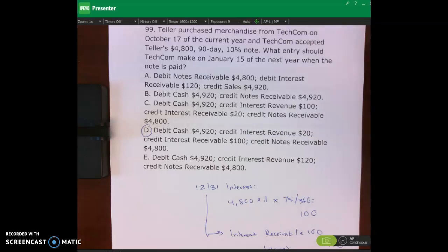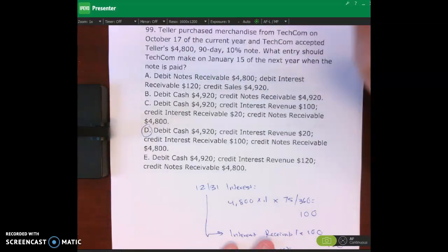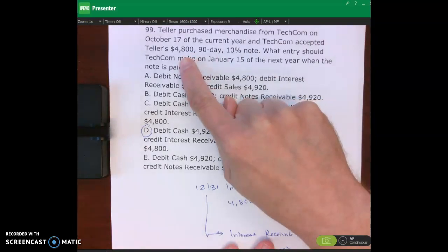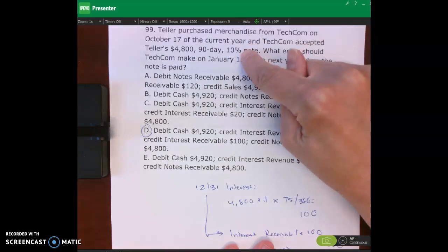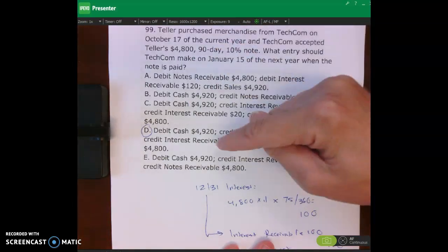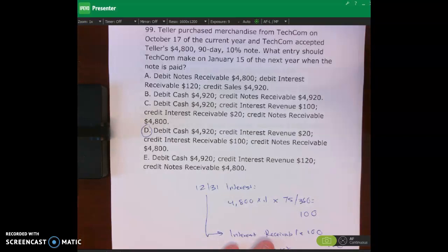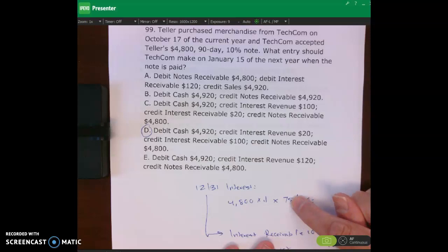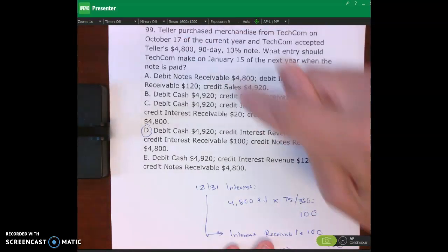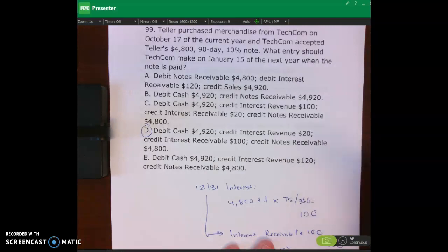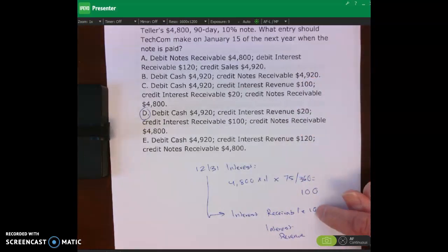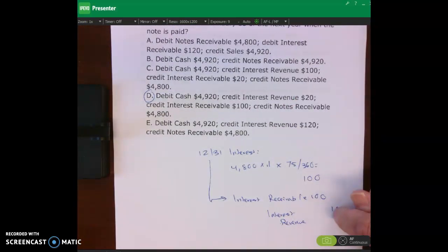How much do we debit cash for? The principal, $4,800, plus the total interest. So we would figure out the total interest, which would be $4,800 times 0.1 times 90 divided by 360, which is $120. Now here's the thing that's a little tricky: you have to remember on 12/31, TechCom had to accrue interest for 75 days. Why 75 days? October 17th through December 31st is 75 days. So on December 31st, they had to accrue 75 days worth of interest revenue. So on the 31st, they debited interest receivable and credited interest revenue.